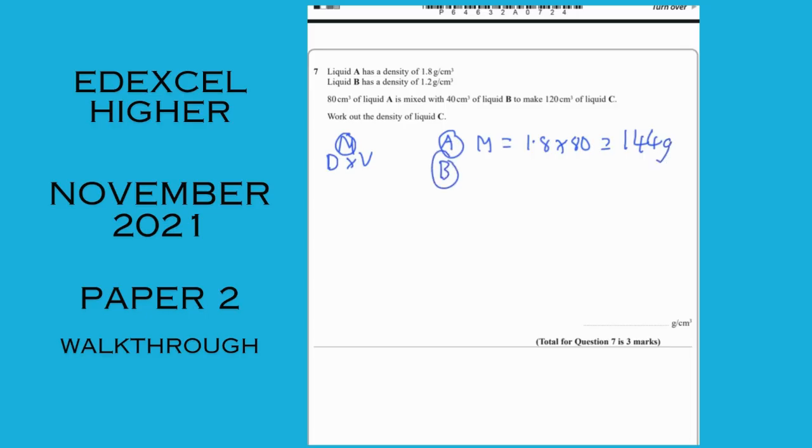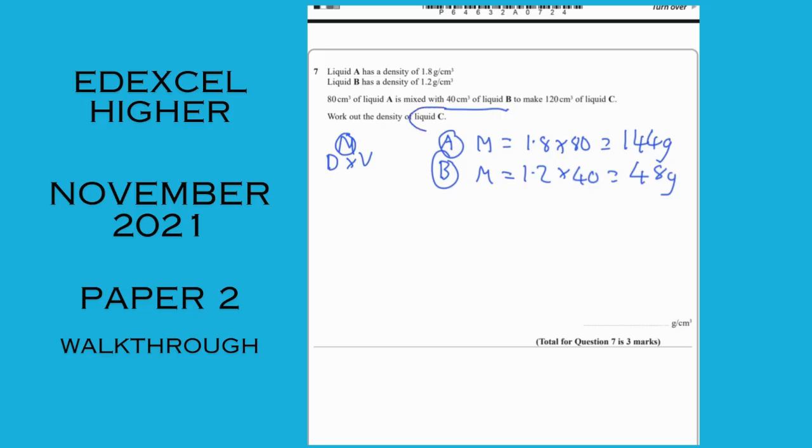Same for B. Get its mass, because we'll get its total mass in a sec. So again, multiplied, but this time it's the 1.2, and it's 120. No, it's not. It's 40. No, it's 40. I was reading ahead. And that gives us 48 grams.